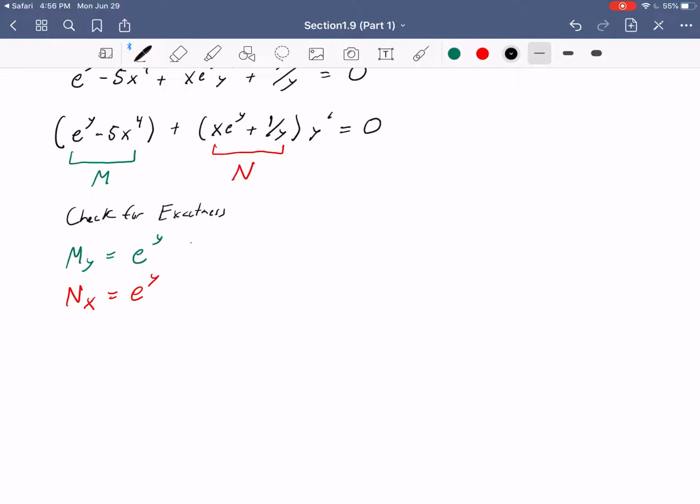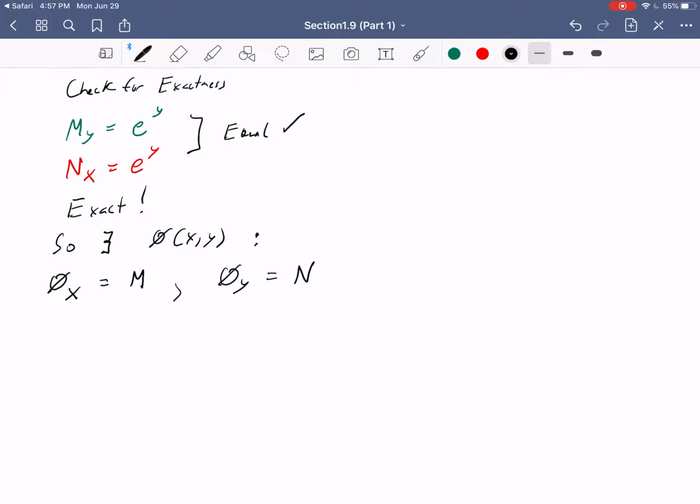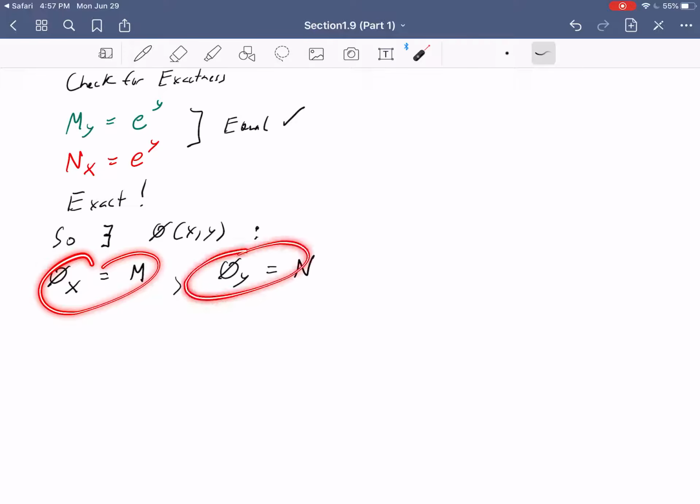There we go. These things are equal. So that means this thing is exact. We know that it's exact, and we know that there exists a potential function, phi of x, y, such that the partial with respect to x of phi is equal to M, and the partial with respect to y of phi is equal to N. Now, again, we can start with either one and then solve.